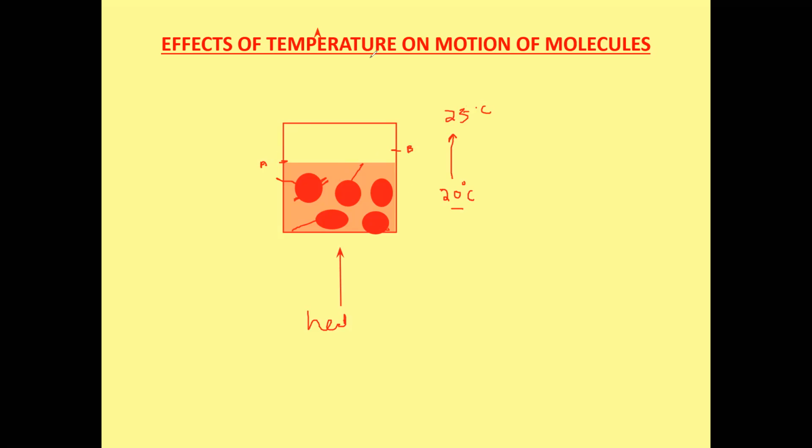Why? Because as the particles gain energy, they move further away from each other, so expansion occurs. If this was the start of the experiment, this will be the end of the experiment, because these particles change position and move away from each other. So there is no change in mass. Why is there no change in mass? Because you can see the amount of matter, or the number of particles, is not changing. So when we compare the density, mass is constant. If a substance expands, its volume increases, so the density will decrease.